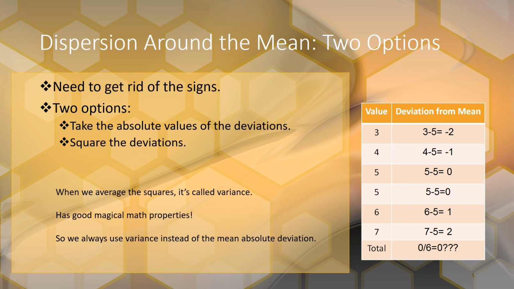So we're going to use the square version instead of the absolute value version. And the squared version is called variance. So variance wins. And you can see the footnote on standard deviation at mathisfun.com, and this will explain a little bit more why we use variance over the absolute value version.